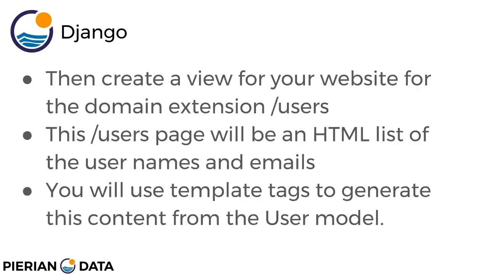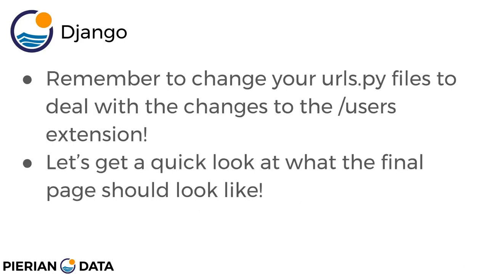Once you've done that, create a view for your website for the domain extension /users. This /users page will be an HTML list of the usernames and emails, which means if someone goes to your main web page, that index page, they'll just see some heading, whatever you want to show, but when they go to the extension /users, they'll see an HTML list of the usernames and emails. You're going to be using template tags to generate this content from the user model. And remember to change your urls.py file to deal with the changes to the users extension, both in your actual application and in your project.